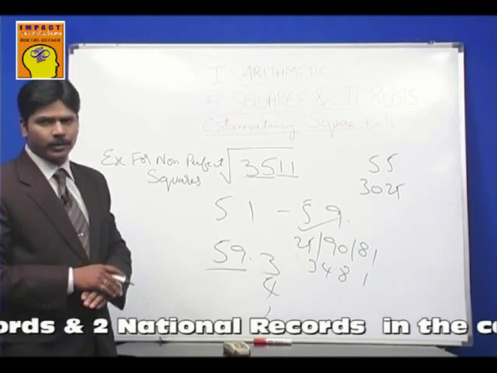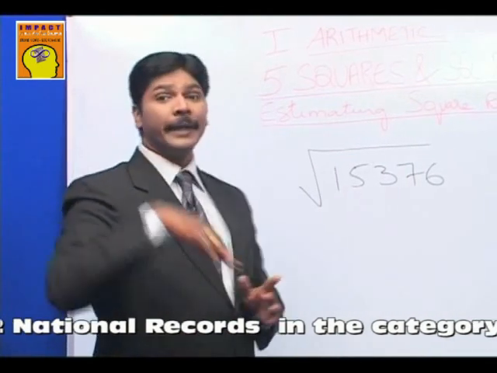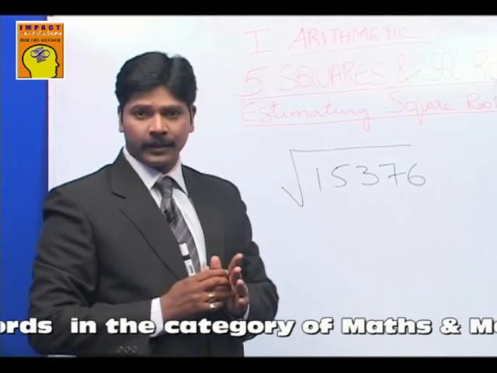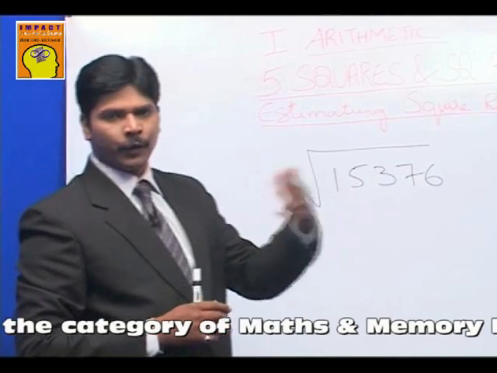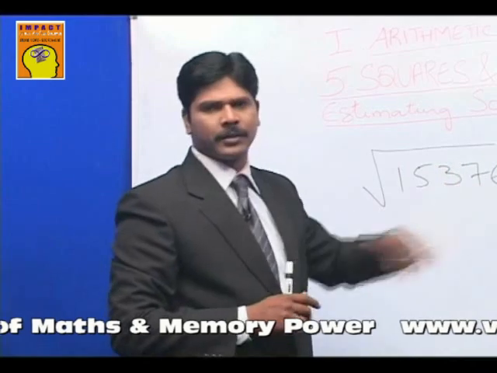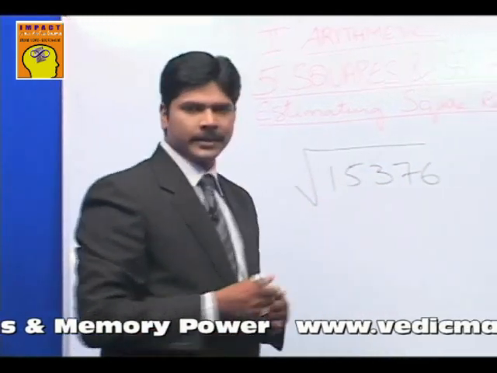Now let's go for slightly bigger numbers in estimating square roots, again for perfect square numbers only. Previously I had been teaching only 4-digit numbers. Now we can extend it to even 5 and 6 and even bigger numbers also. Now here we got 5 numbers.